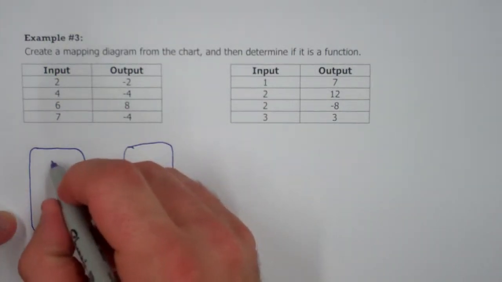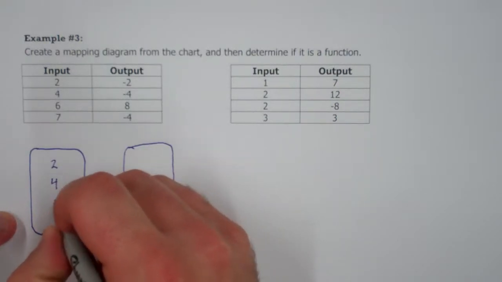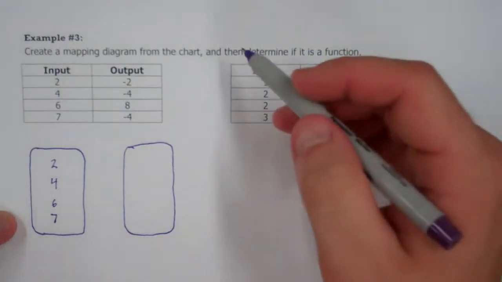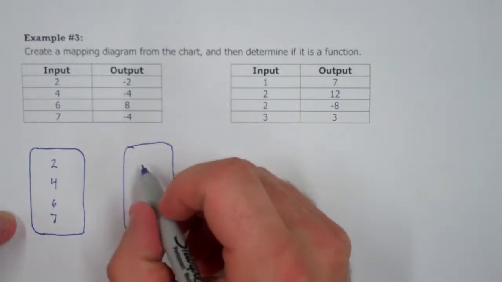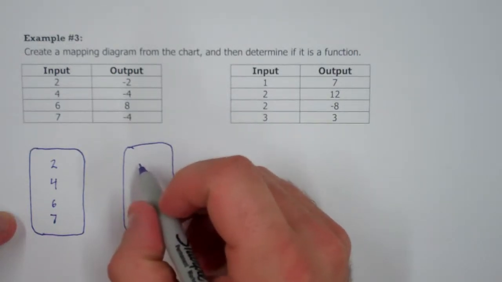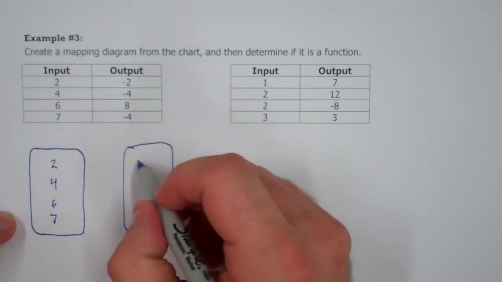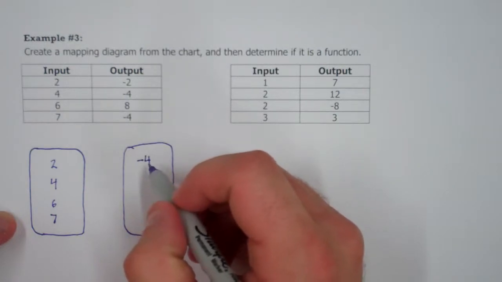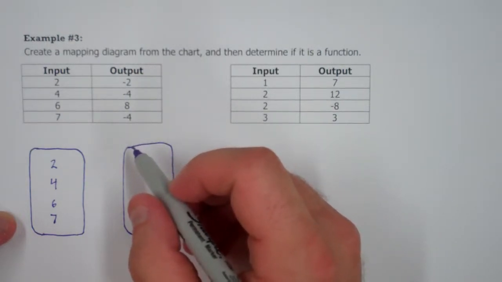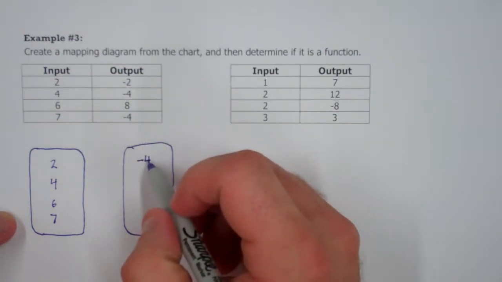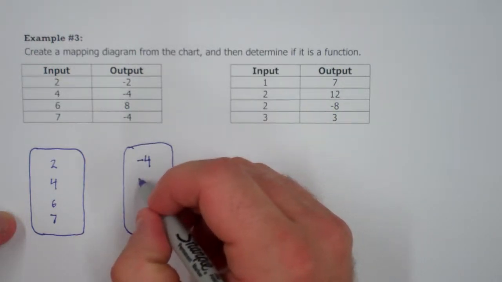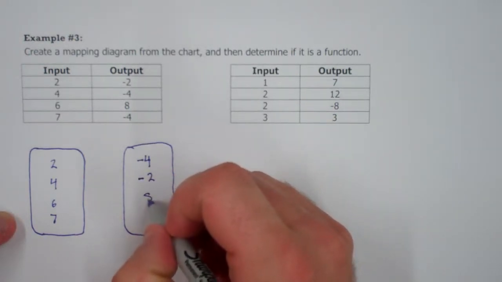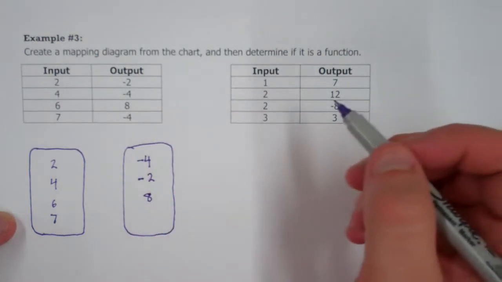But anyway, we've got 2, 4, 6, and 7 here on the input side. And we have -2, and -4 actually will be the lowest one. And it's usual, it's not mandatory, but it's usual to write the lowest numbers on the top. So we've got -2 next and 8. We don't want to double up with the -4.